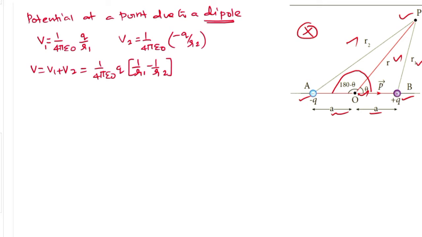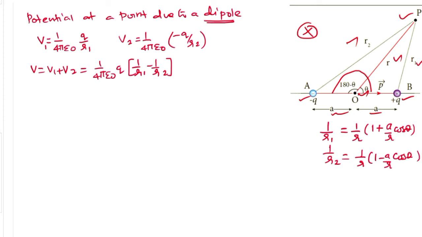But before that I will tell you one thing. Remember what 1 by r1 is. 1 by r1 is 1 by r into 1 plus a by r cos theta. Remember this. We are going to derive this, but for those who cannot derive it, the shortcut is this: 1 by r2 is 1 by r into 1 minus a by r cos theta. That's all. If you remember these two, they will give you half to one mark for each of them.